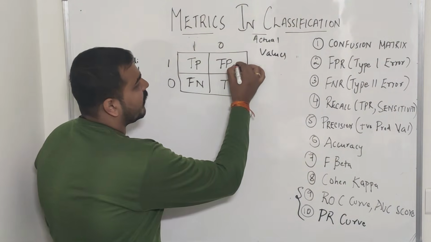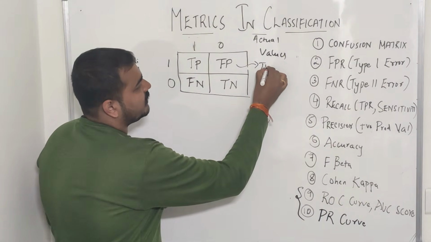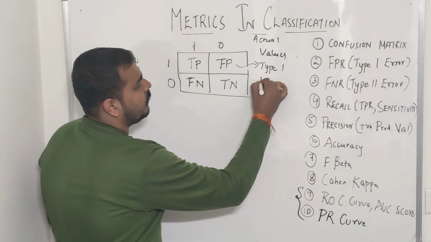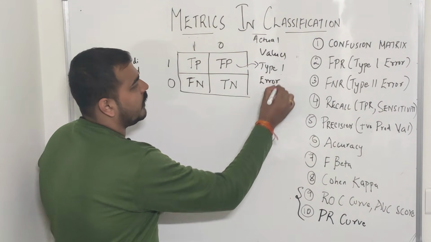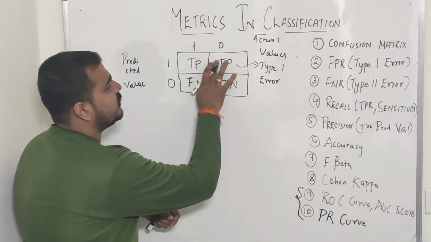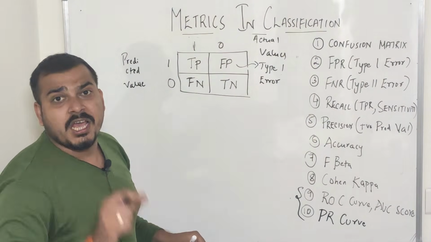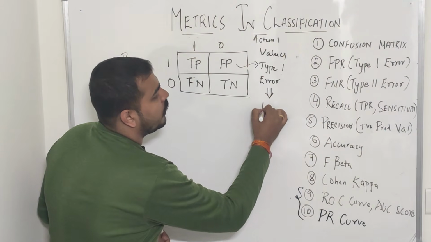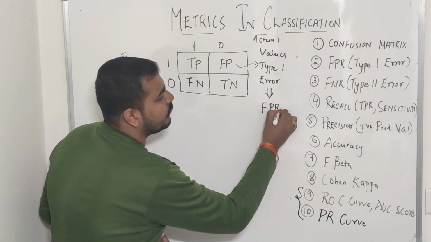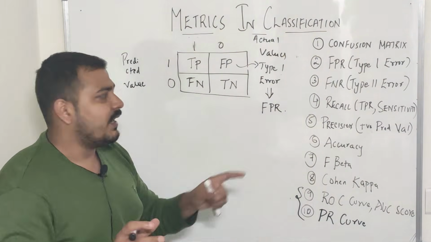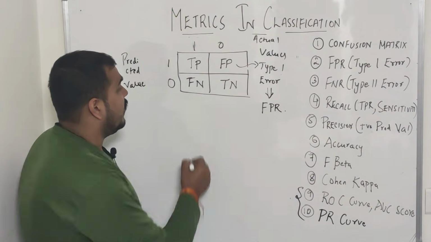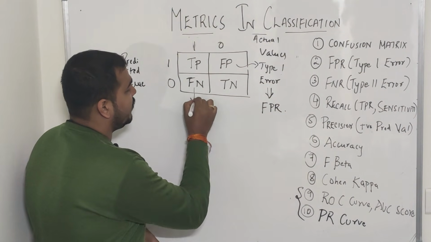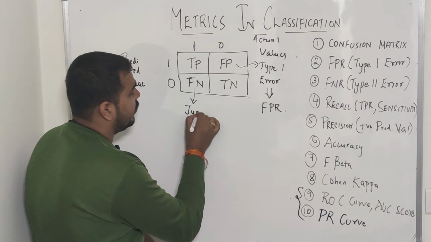By default, if I consider this type 1, this is called a type 1 error. If I consider this false positive, this is basically called a type 1 error. We can also compute the type 1 error with the help of the false positive rate. I'll define the formula in just a while. This FN is basically called a type 2 error.